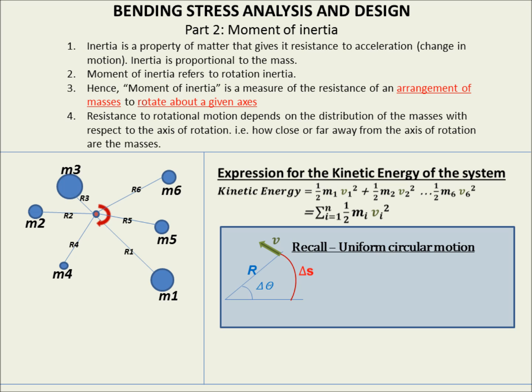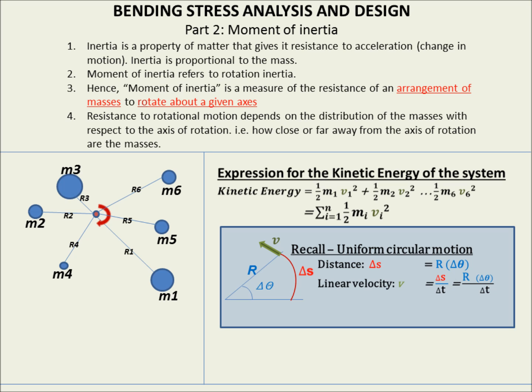So again, our goal is to write in the kinetic energy expression the velocity in terms of rotational parameters, since we're talking about rotational velocity. Okay, now the distance delta s we know is r times delta theta. Well, delta theta is written in terms of radians. The linear velocity v is the change in the distance divided by the change in time. So it's delta s over delta t. Since we know that delta s is r delta theta, we can rewrite this as r delta theta divided by delta t.